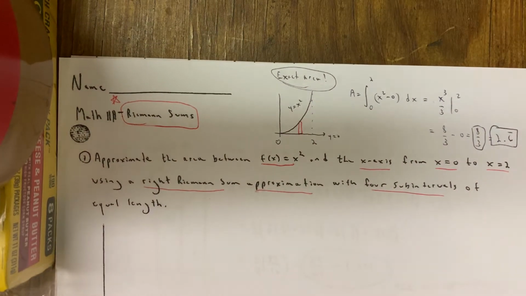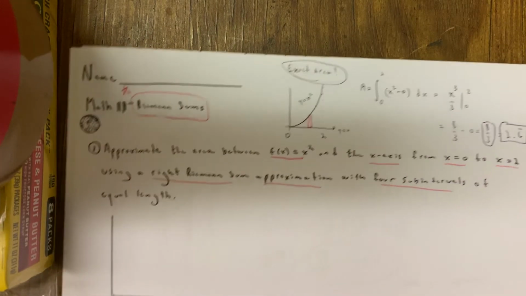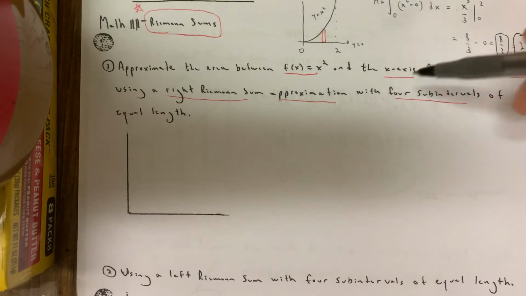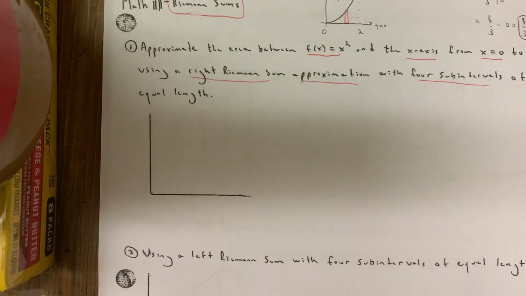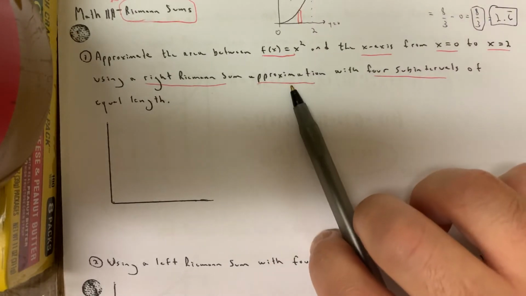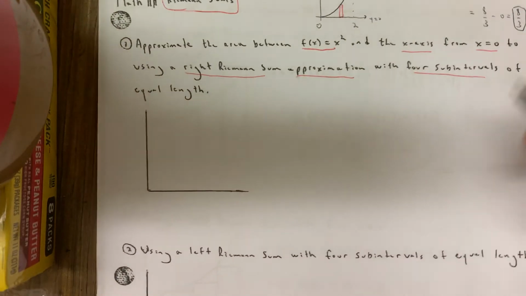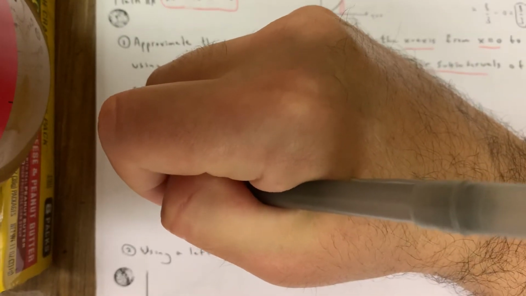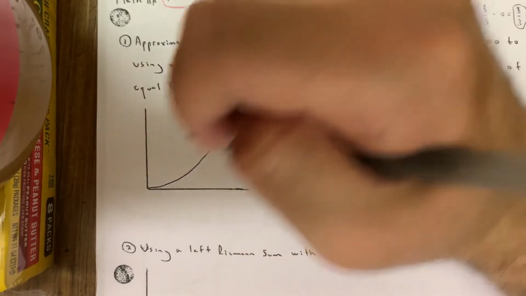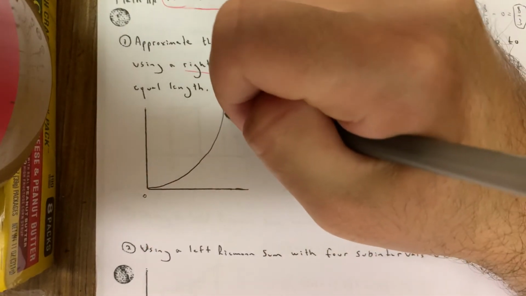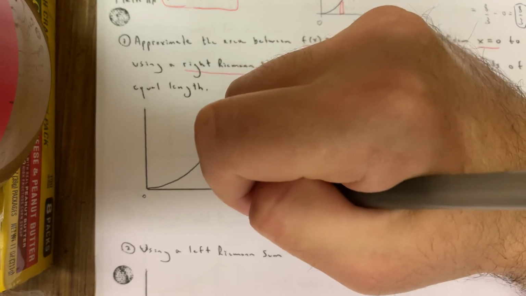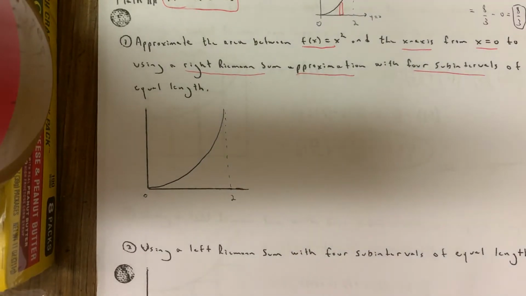But they don't want the exact area, okay? They actually want you to approximate the area between y equals x squared and the x-axis from x equals 0 to x equals 2 using a right Riemann sum approximation with 4 subintervals of equal length. What does that mean? Well, down here, if you get your little sketch going, we know that here's y equals x squared from 0 to 2. All right, it looks a little something like that. And now we want to approximate the area.